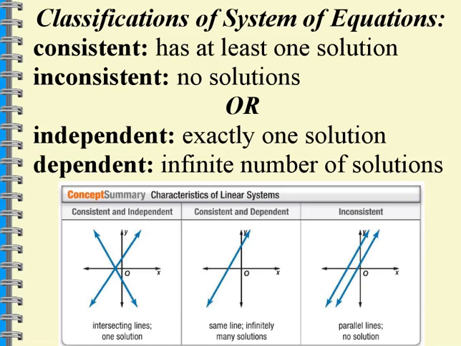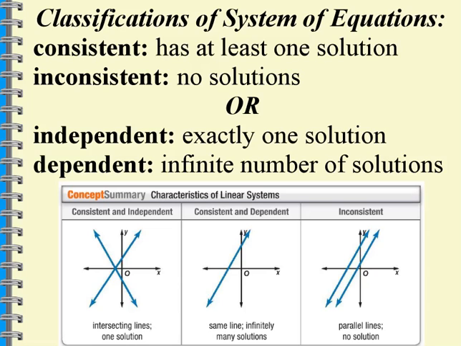That will happen on occasion. They won't intersect, they're parallel. And so as a result, we call those systems inconsistent. Okay? We also have independent or dependent. Independent means you have exactly one solution. Dependent means you have an infinite number of solutions. So example of something that is consistent and independent, that is what we've already done. They intersect at one specific point.